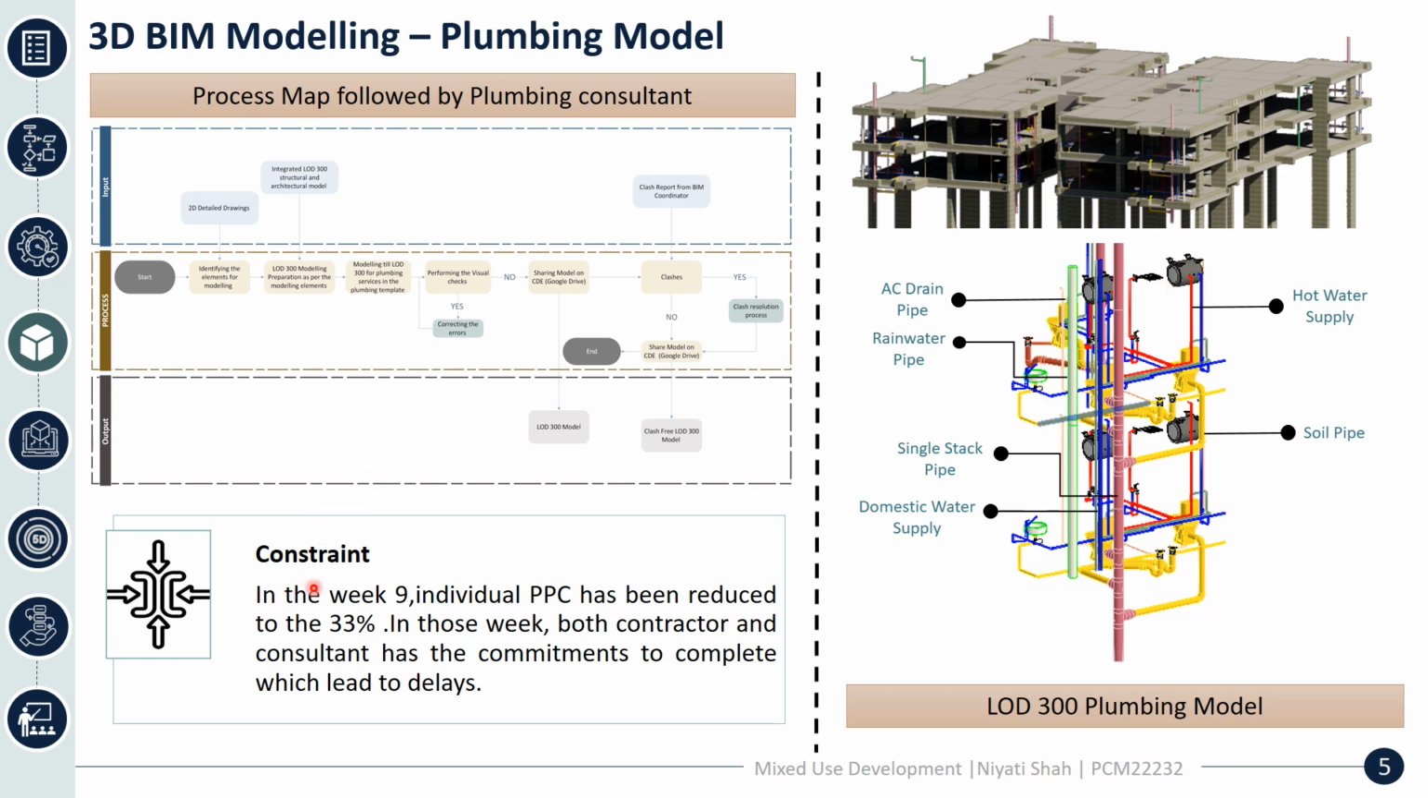The major constraint which has been observed for the plumbing consultant is that the plumbing consultant is also a contractor. So in week 9, the individual PPC reduced to 33%, because in that week the plumbing consultant as well as contractor both had committed to the work, which led to the delays.